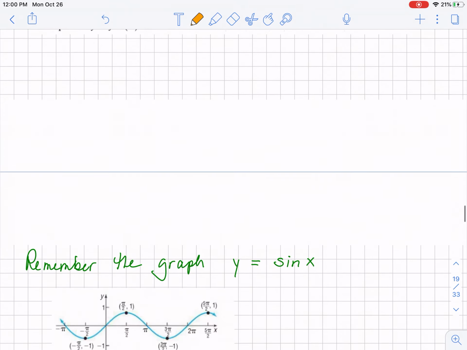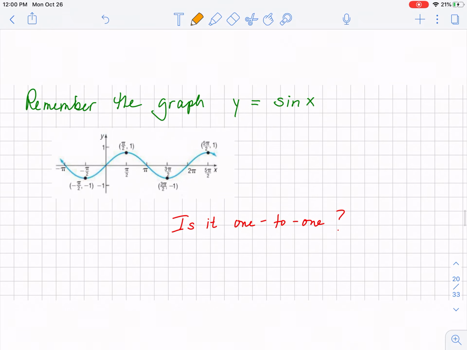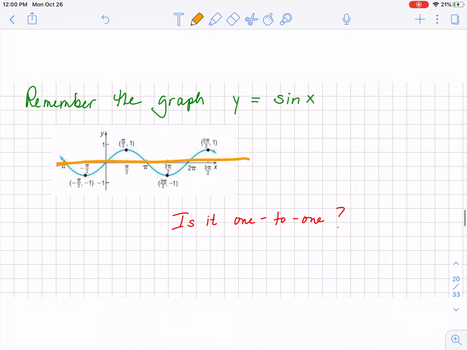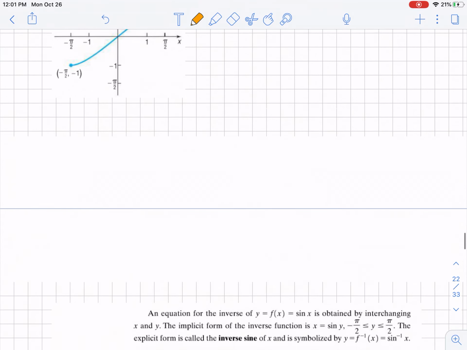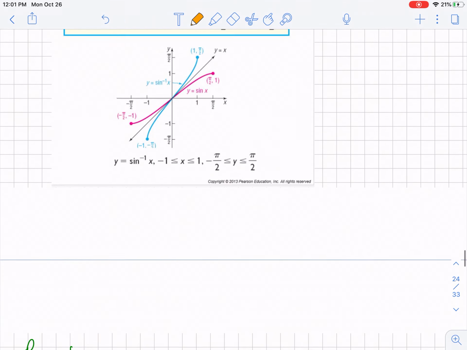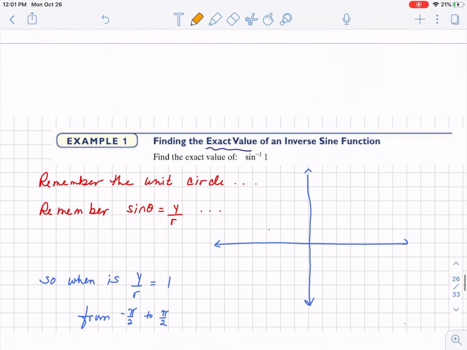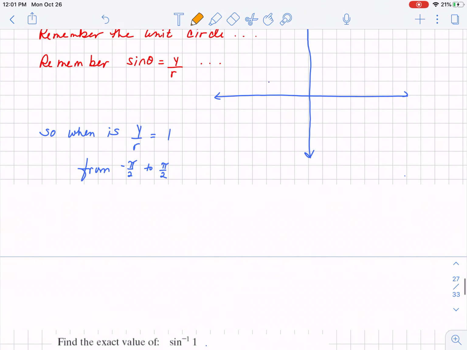So here's what I want to get to. I want to jump to this page right here, page 20. Is the sine graph, which I'm showing you right here, one-to-one? It's not. It's clearly not one-to-one. It does not pass that horizontal line test, okay? So here's the thing. If I started asking about an inverse of something, let me jump to something really quick. Hold on, and then I'll come back to it, I promise.